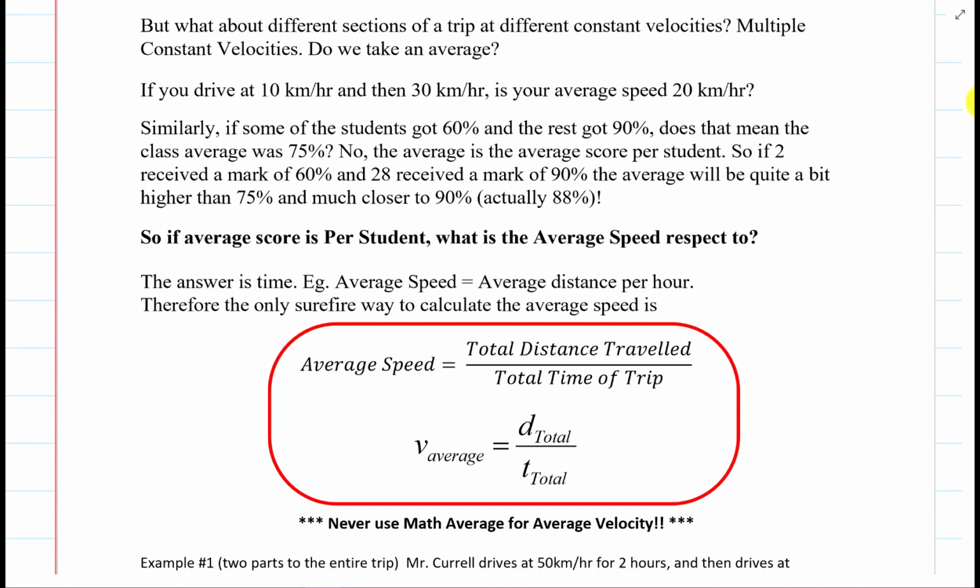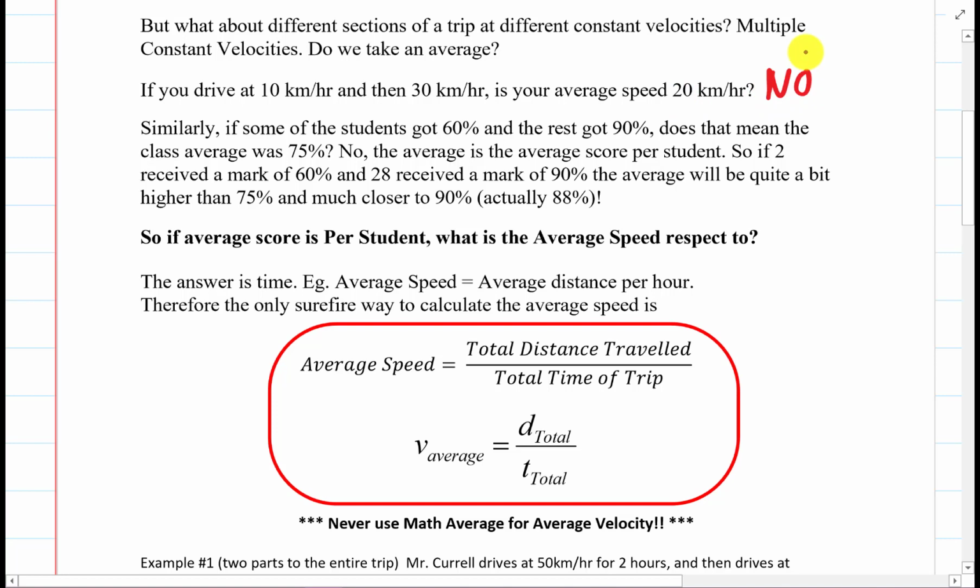So, what about different sections of a trip at different constant velocities? Right now, we've been doing just one part where we were going at one velocity, but what about multiple constant velocities? Do we take an average? For instance, if you drive at 10 kilometers an hour, then you drive at 30 kilometers an hour, is your average speed 20?